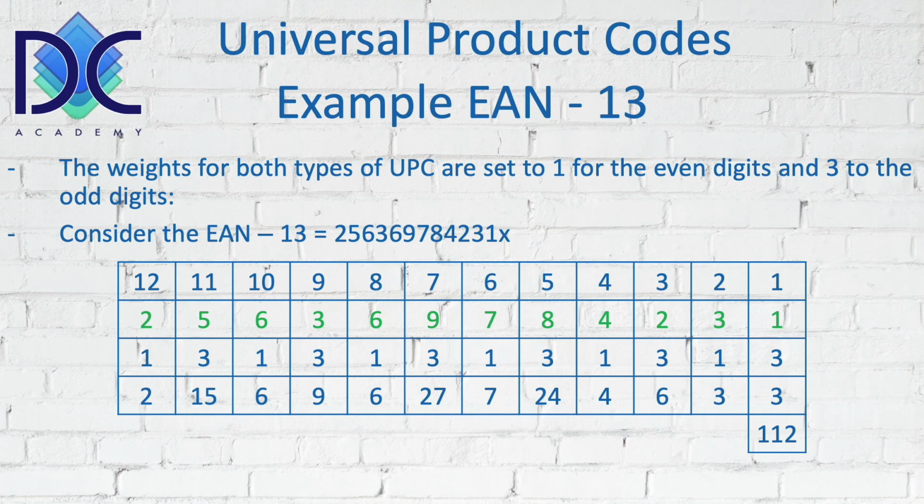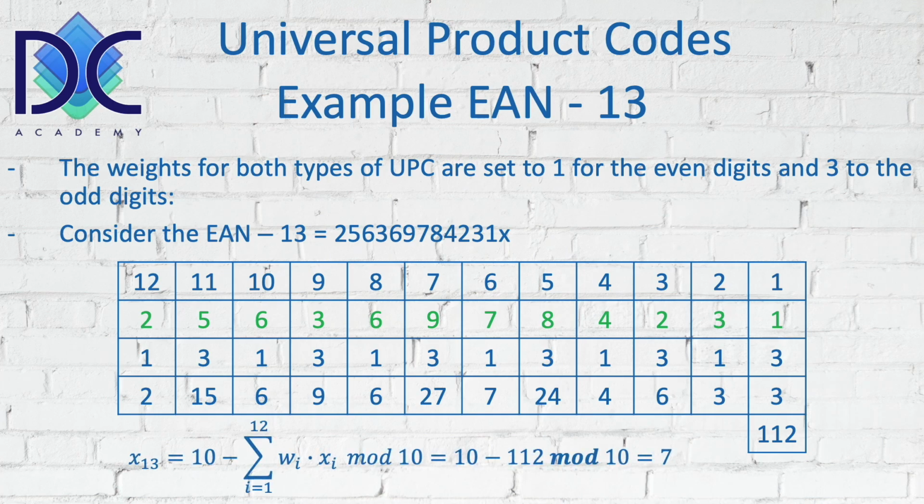When we add all of those, we find for column 12, 2, then 15, 6, 9, 6, 27, 7, 24, 4, 6, 3, and 3, which gives us a total of 112. And when we put it in the formula, we find that this is equal to 7. So we have 112 modulus 10, which is 3, so 10 minus 112 modulus 10 is equal to 7. So that's the way we create an EAN 13 barcode.